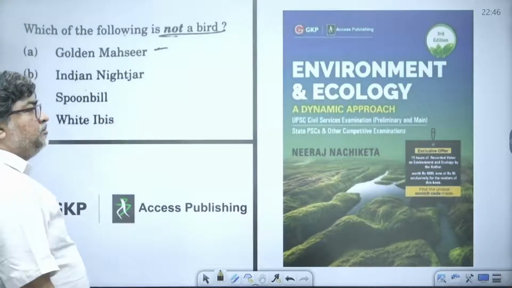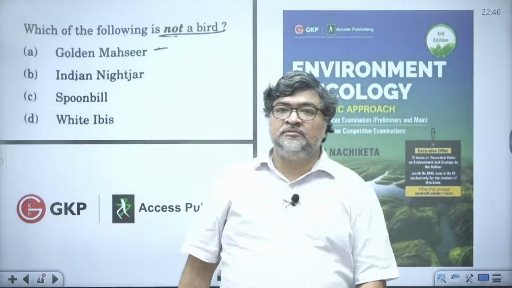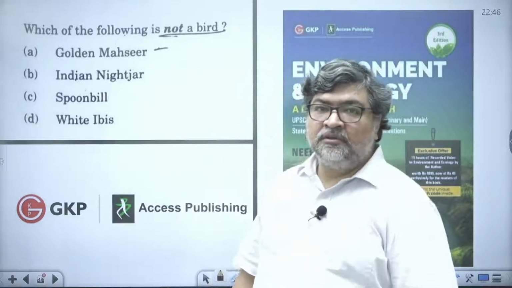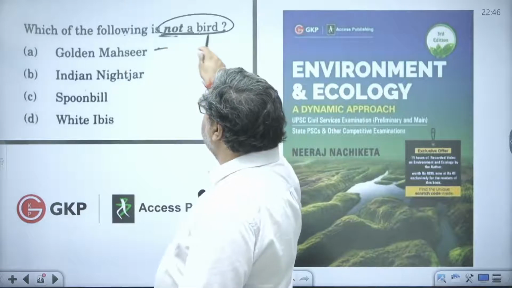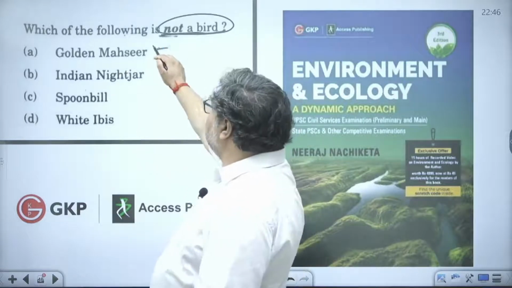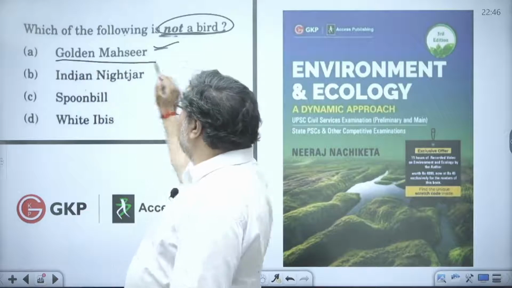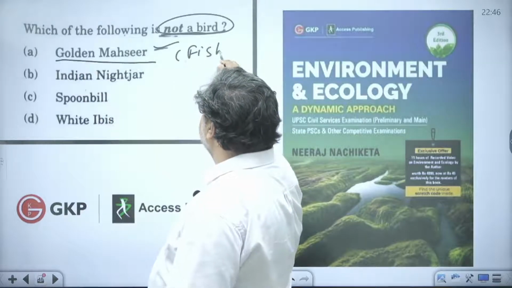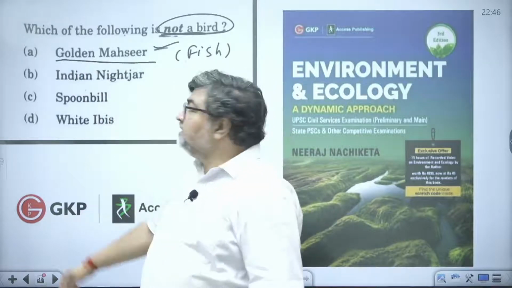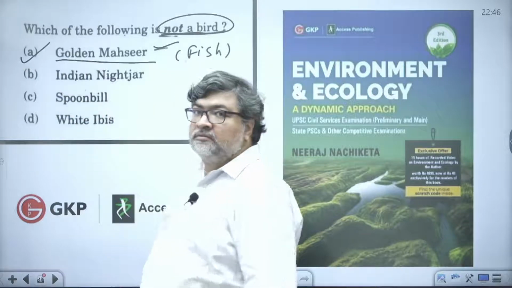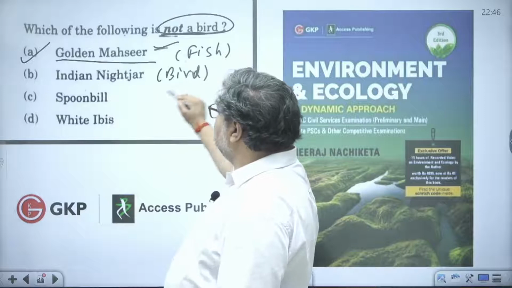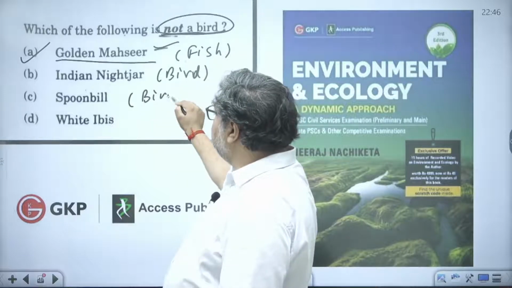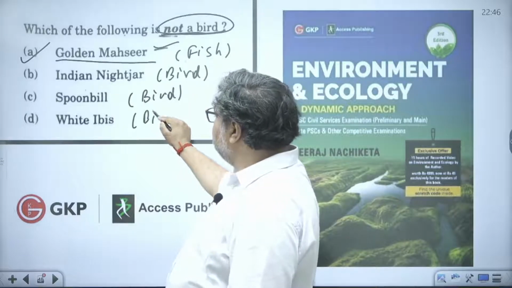Now coming to the species part, certain species. A very simple direct question: which of the following is not a bird? Golden mahseer is not a bird. Golden mahseer is a fish. So the answer will be A. Indian nightjar is a bird. Spoon-billed sandpiper is a bird. White ibis is a bird.